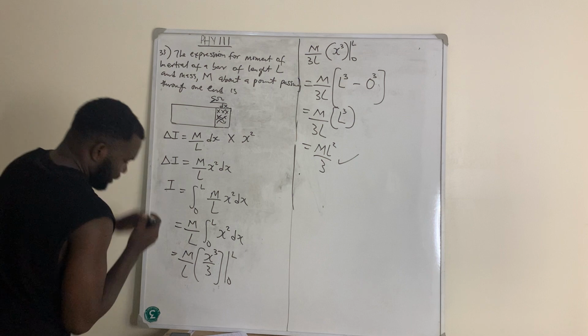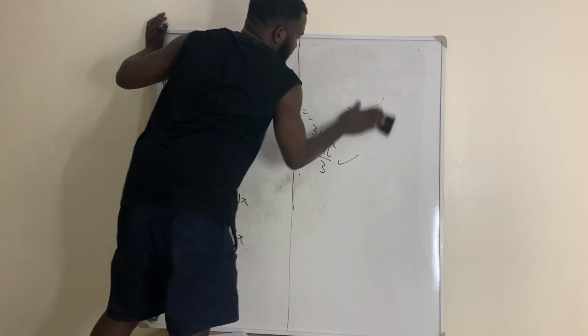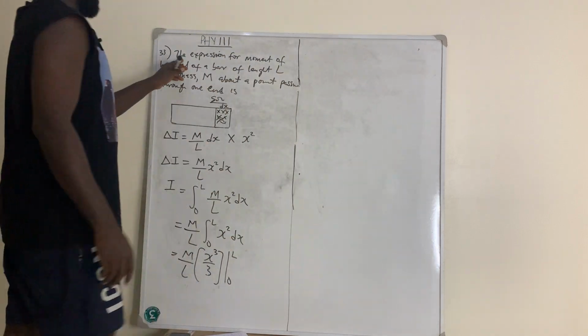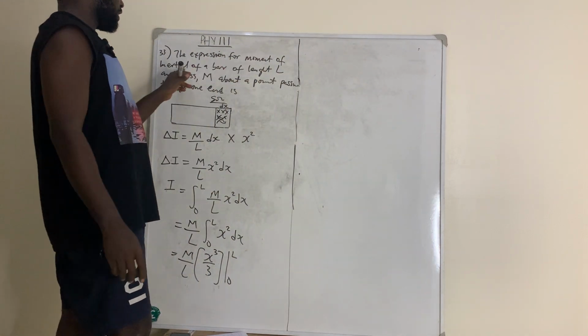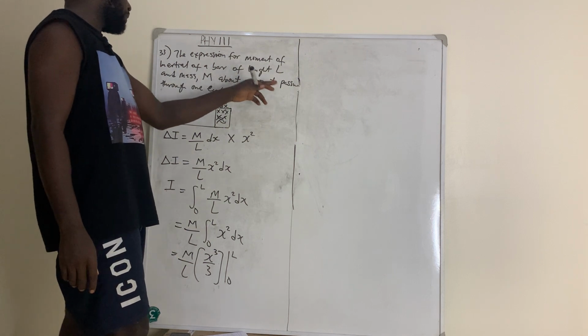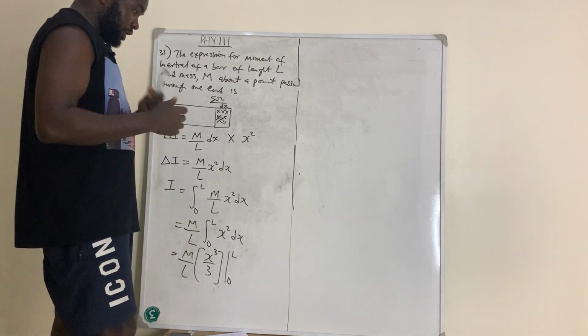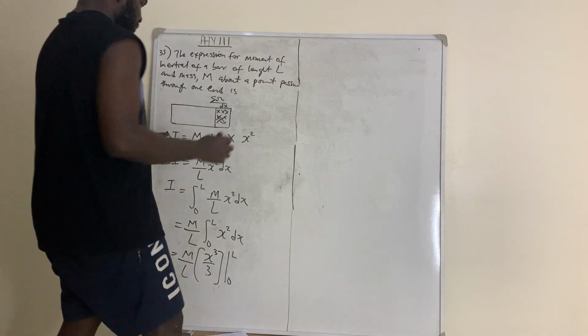Listen, let's say they say that it is now from the middle. They say that the expression for the moment of inertia of a bar of length L and mass M about a point passing through the middle. They will tell you that it is passing through the middle. So what do you do? It's the same thing here.